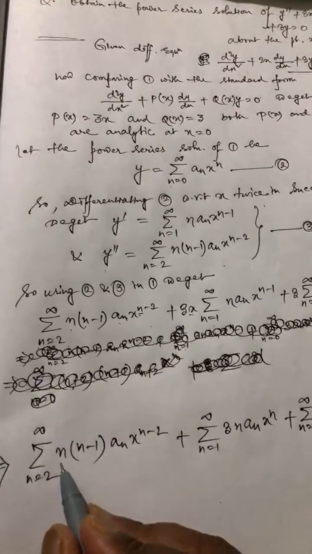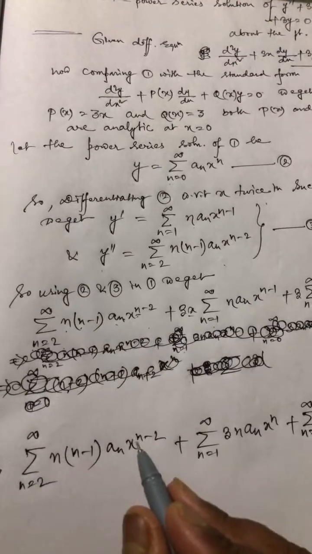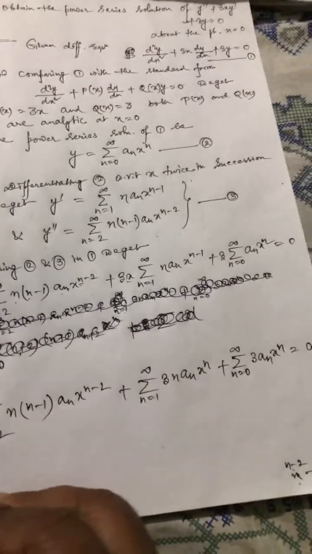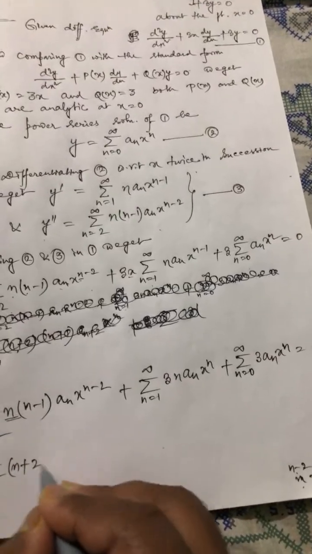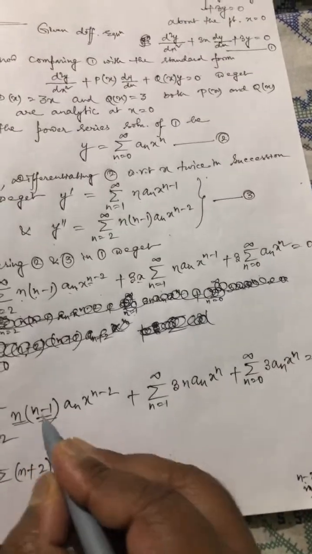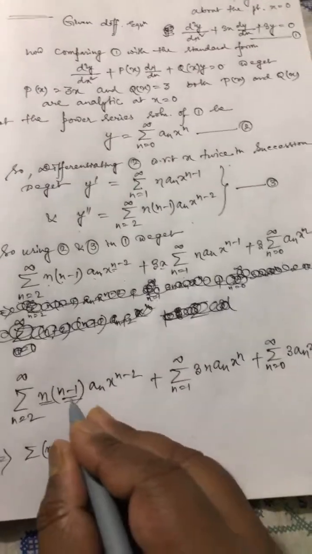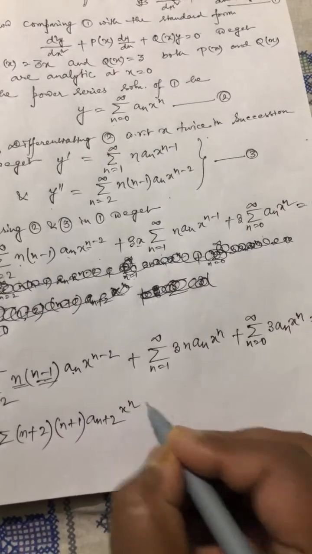So whenever you obtain n, just replace it by n plus 2 to modify this expression in terms of some power of n, x to the power n. So what will happen? This part n will be n plus 2. This part will be n plus 2 minus 1. So it will be n plus 1, a n plus 2, x to the power n.